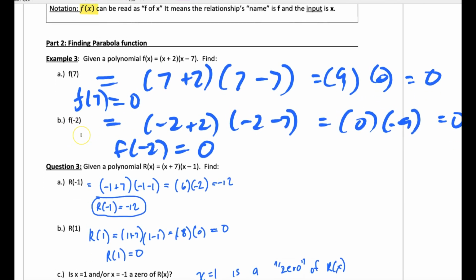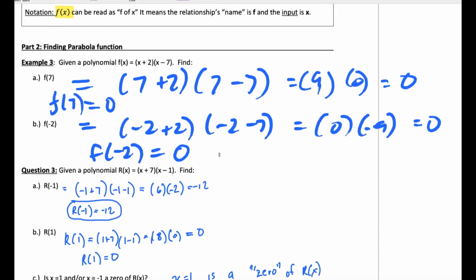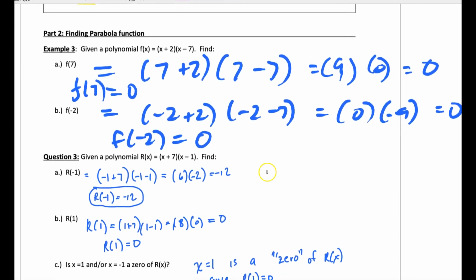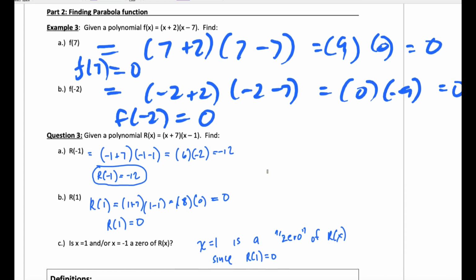Same thing, f of -2, I plug -2 in. Notice the mathematics that's being done. You get 0. And so we use this function notation just to help us evaluate, do the computations when you insert a number into a function or an equation.